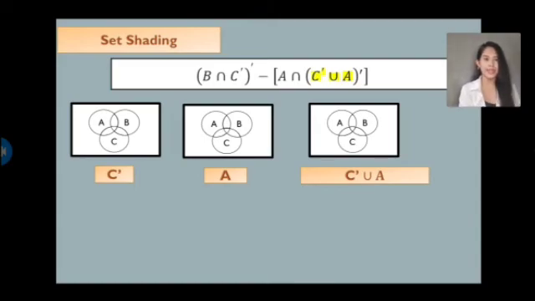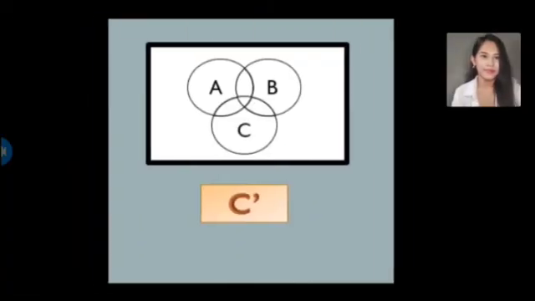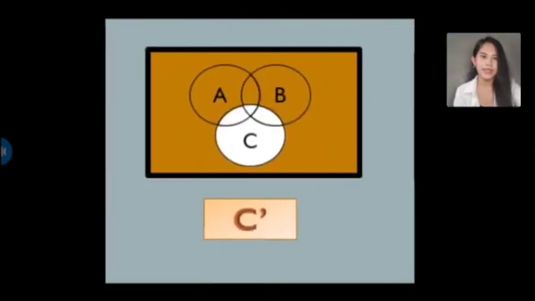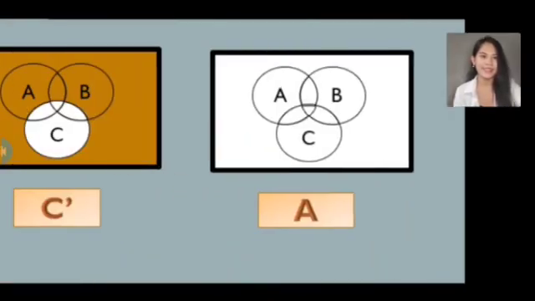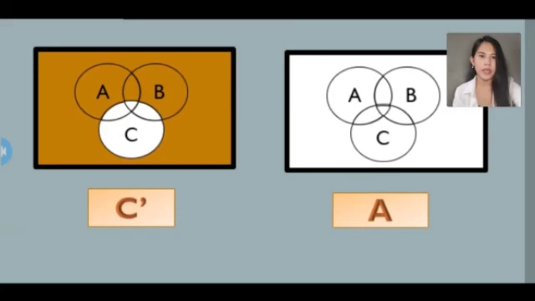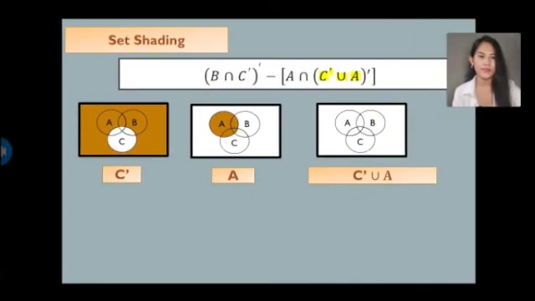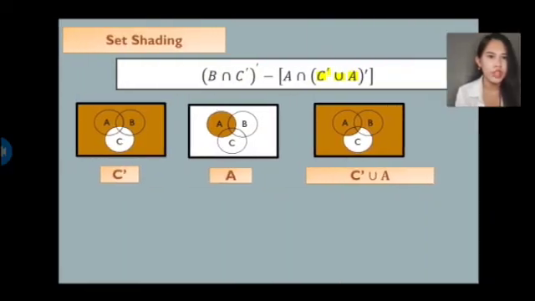We will start with C complement. When we say C complement, it means we will shade everything that is outside the circle C. A, or simply shading everything that is inside the circle A. C complement union of A. When we say union, it means the combination of the shaded parts. So in C complement union of A, this is the shaded part.